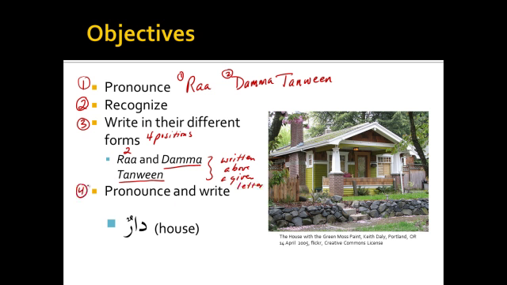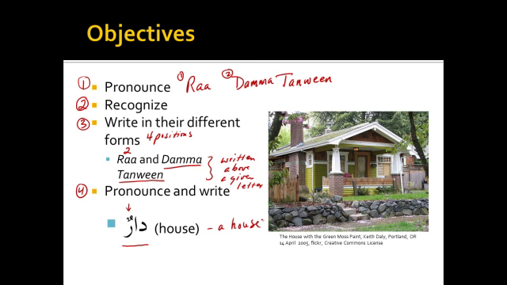Our fourth objective here is to pronounce and write the Ra and the Damma Tanween in a word. And the word that we have for today is dar. Dar. And when we pronounce it with the Damma Tanween, it's going to be pronounced as darun. Darun. And darun means a house, like the house we have here to the right. And this is a word that's used a lot in Arabic, so this is a good vocabulary word to remember.